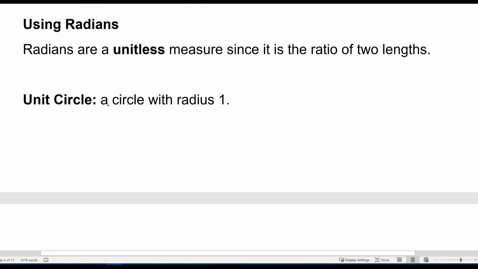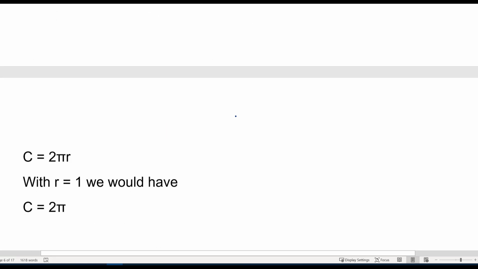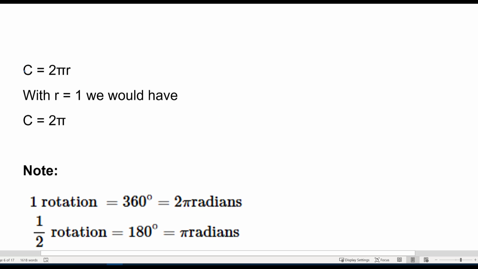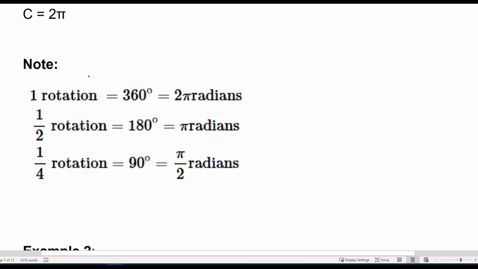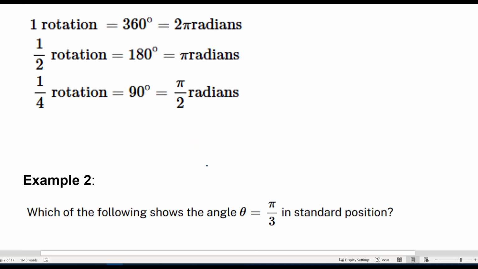The unit circle is a circle of radius 1. So if circumference is 2 pi r, and the radius is 1, the circumference is 2 pi. I'm repeating the same thing here, hopefully it's kind of sinking in. One rotation is 360 degrees, or 2 pi radians. A half rotation is 180 degrees, or pi radians. A quarter circle is 90 degrees, or pi over 2 radians.